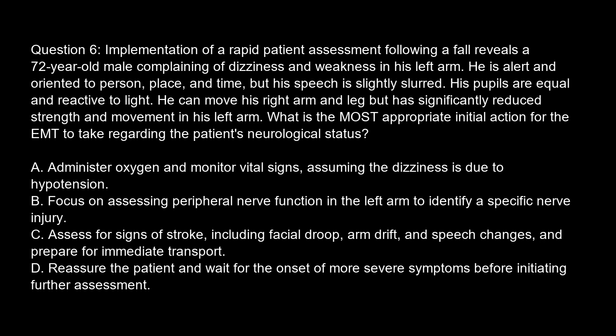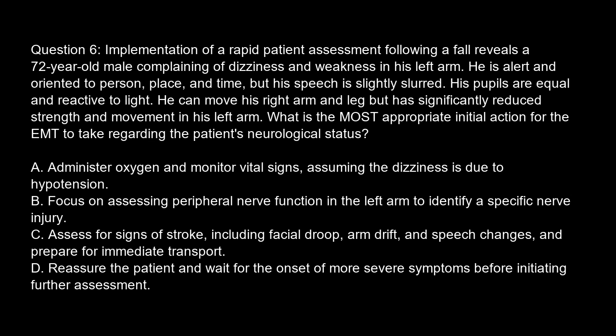Implementation of a rapid patient assessment following a fall reveals a 72-year-old male complaining of dizziness and weakness in his left arm. He is alert and oriented to person, place, and time, but his speech is slightly slurred. His pupils are equal and reactive to light. He can move his right arm and leg, but has significantly reduced strength and movement in his left arm.